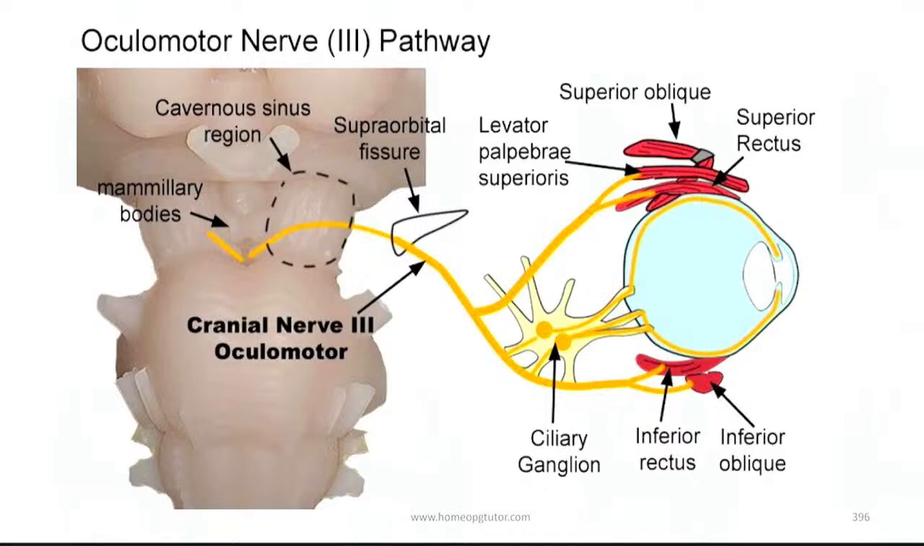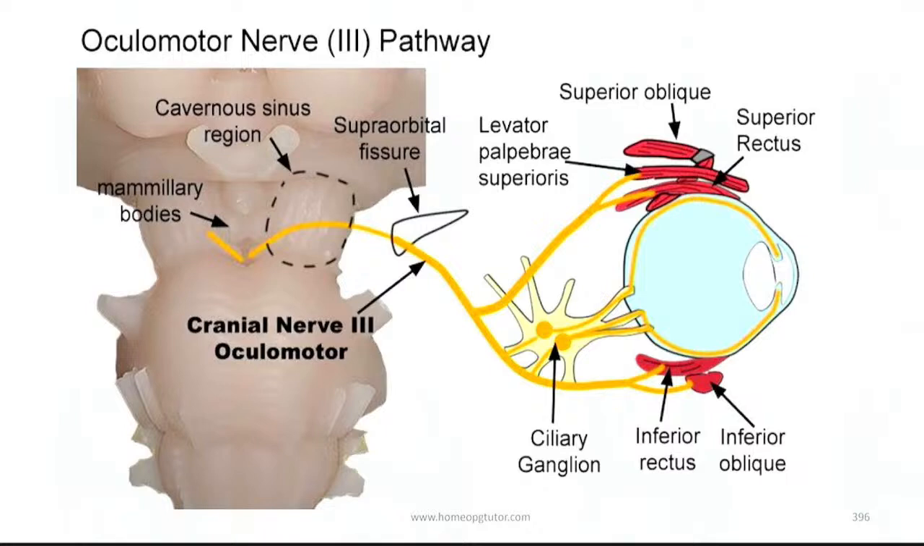In the cavernous sinus, it gives off certain branches, it also gives off sympathetic branches. I've not mentioned it earlier, but it gives off sympathetic branches also, though majorly parasympathetic. It gives a little amount of sympathetic branches to the carotid plexus. Then it leaves the cranial cavity.